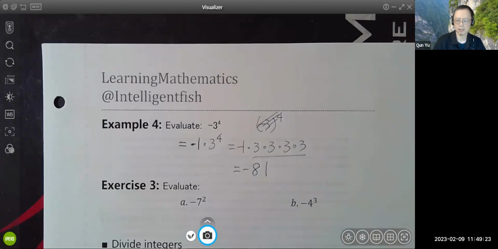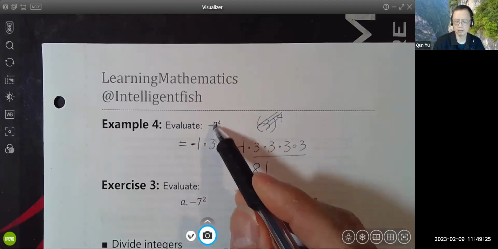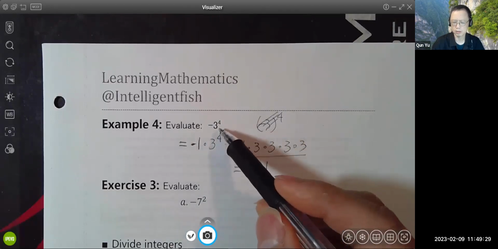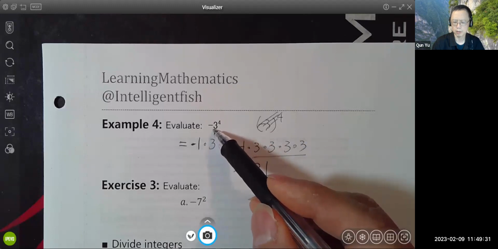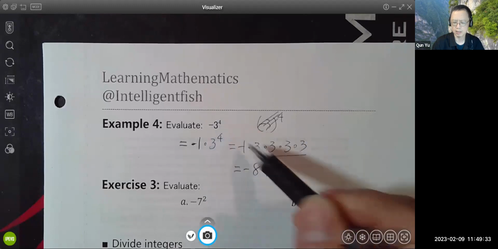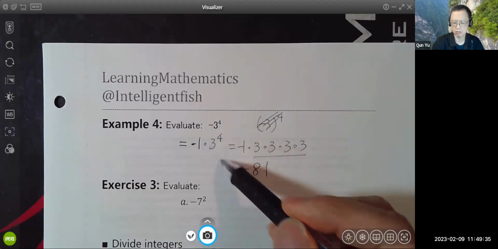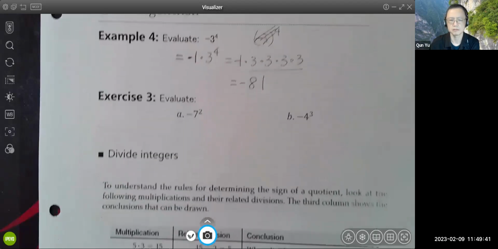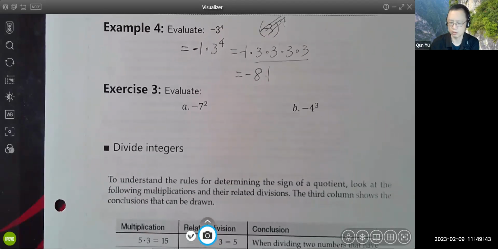So the conclusion is that without parentheses, the negative sign is not part of the base. What you need to do is calculate 3 to the power of 4, which is 81, and just carry this negative sign over. So the final answer is -81. Now, more exercise questions here.